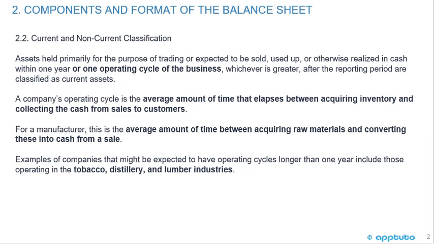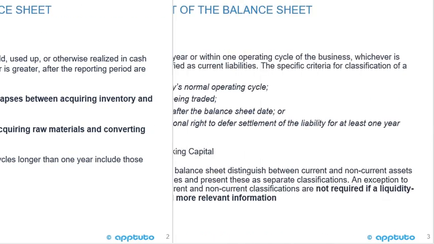So that's very important. It's not 1 year, it's 1 year or one operating cycle of the business. A company's operating cycle is the average amount of time that elapses between acquiring inventory and collecting the cash from sales to customers. For a manufacturer, this is the average amount of time between acquiring raw materials and converting these into cash from a sale. Examples of companies that might be expected to have an operating cycle longer than 1 year include those operating in the tobacco, distillery, and lumber industries.